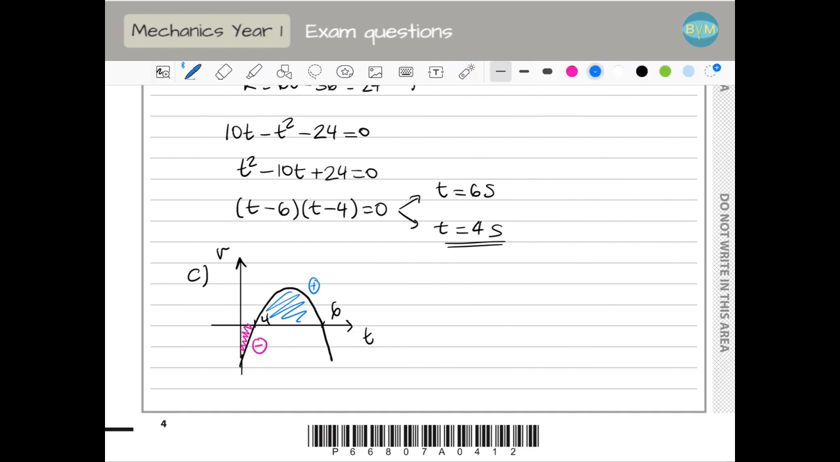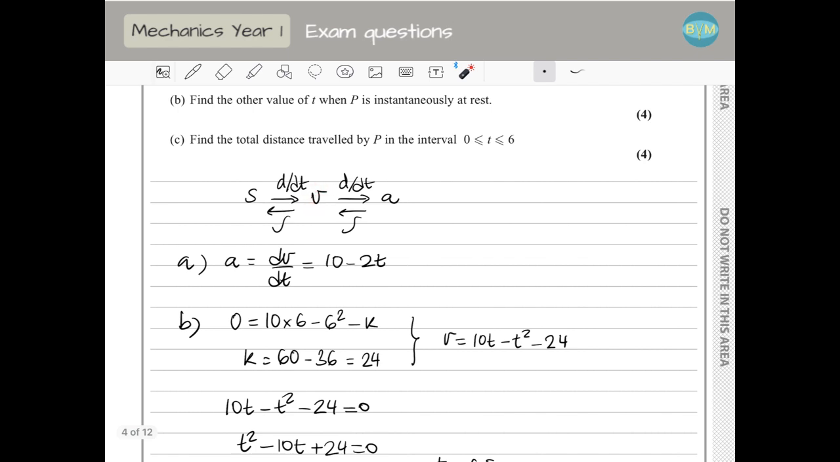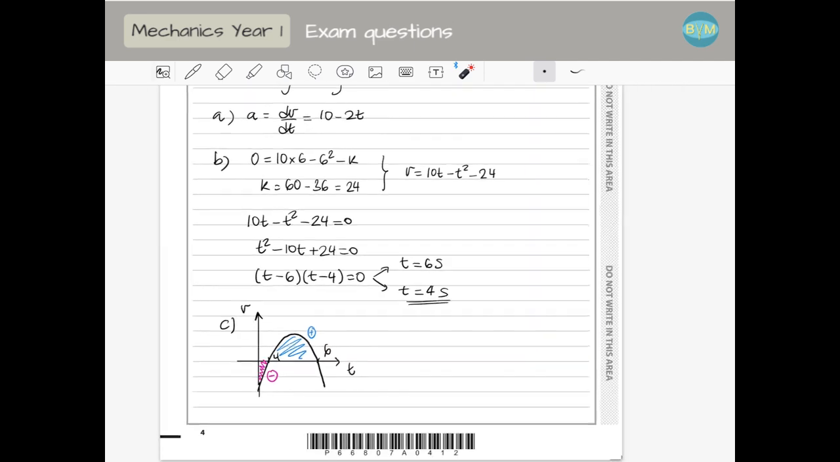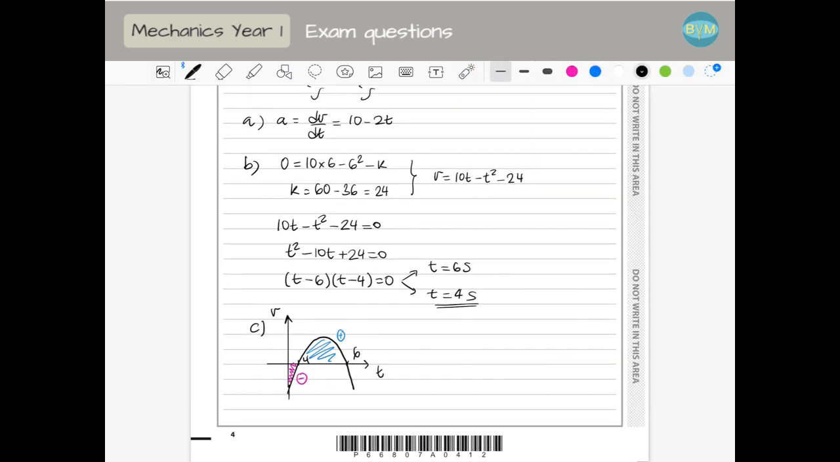We are integrating because we have the velocity and we want to find the distance. We need to find the displacement, so we are going to integrate. So I'm going to integrate the velocity function, first between 0 and 4 seconds. My velocity function was 10t minus t squared minus 24. So this is going to be equal to 10t squared divided by 2, which is 5t squared, minus t cubed divided by 3, minus 24t, between 0 and 4.